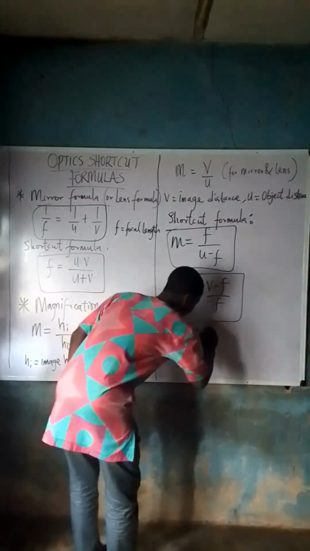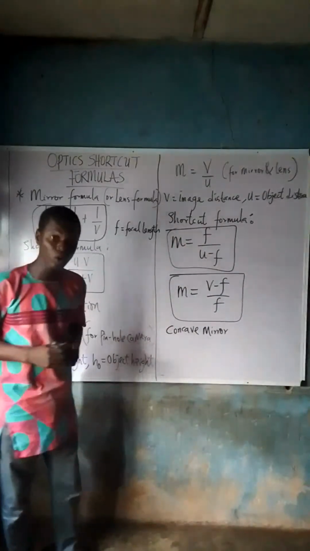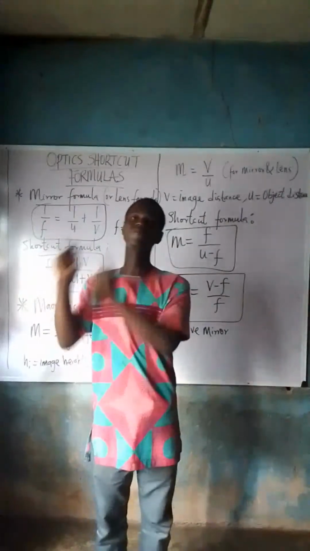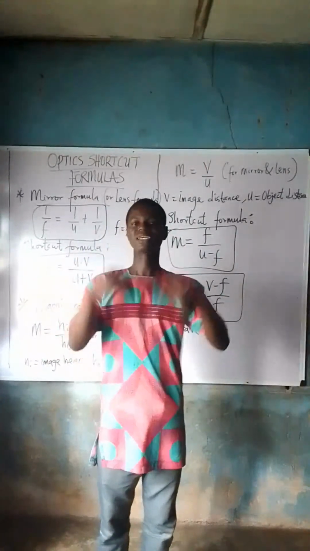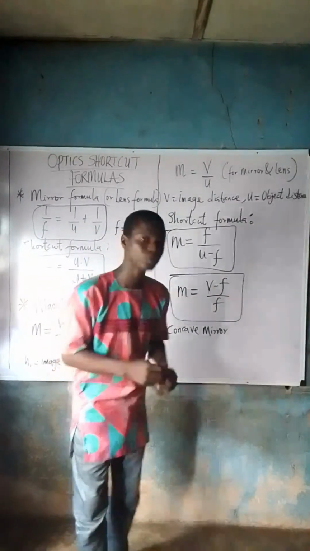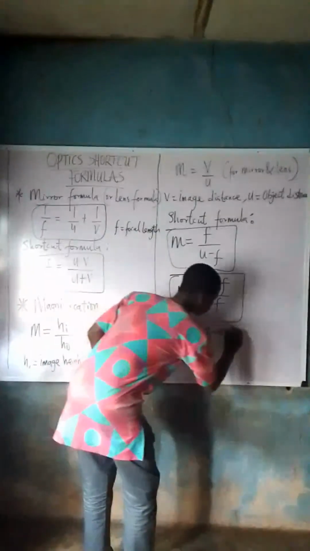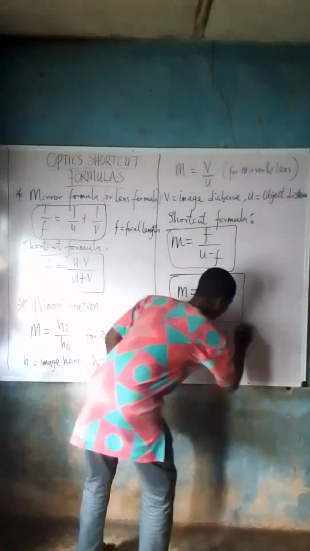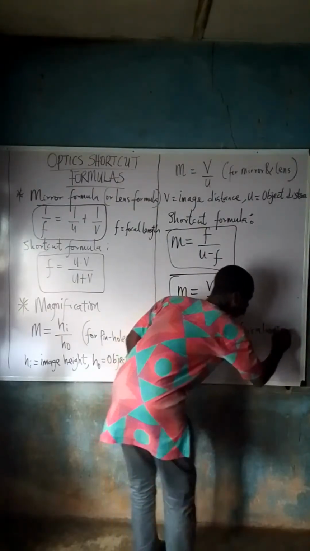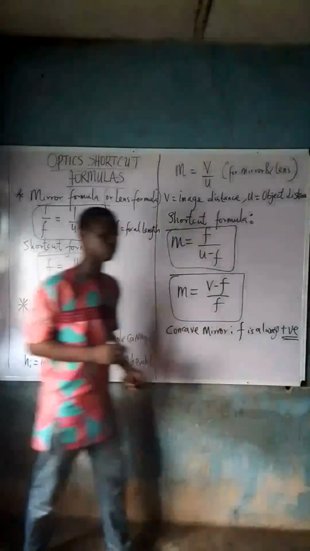For concave mirror, in case they said the focal length of a concave mirror is, let's say, 10 cm, just know that it's not just 10, but it is positive 10. That's what I'm trying to indicate here. For concave mirror, F is always positive. Emphasis on positive. Take note.